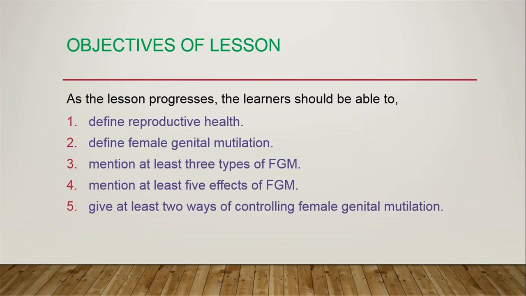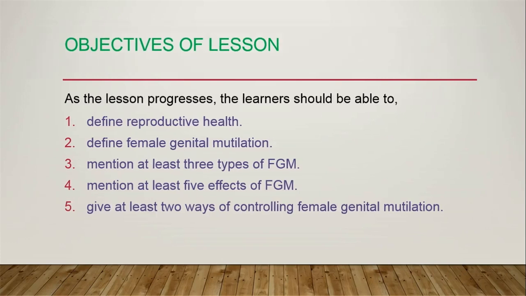3. Mention at least 3 types of FGM. 4. Mention at least 5 effects of FGM. And 5. Give at least 2 ways of controlling female genital mutilation.